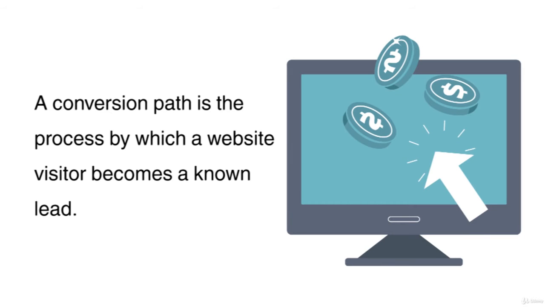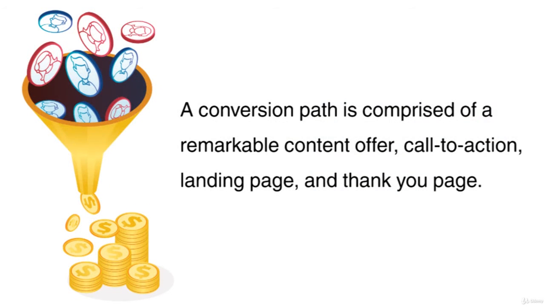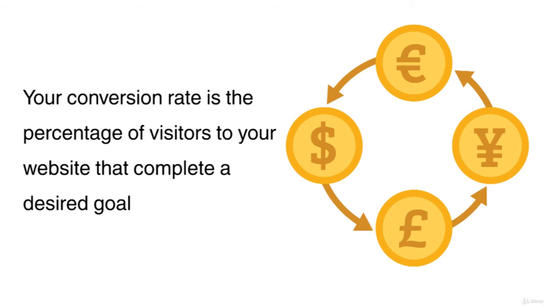A conversion path is the process by which a website visitor becomes a known lead. A conversion path is comprised of a remarkable content offer, call to action, landing page, and thank you page. Your conversion rate is the percentage of visitors to your website that complete a desired goal.